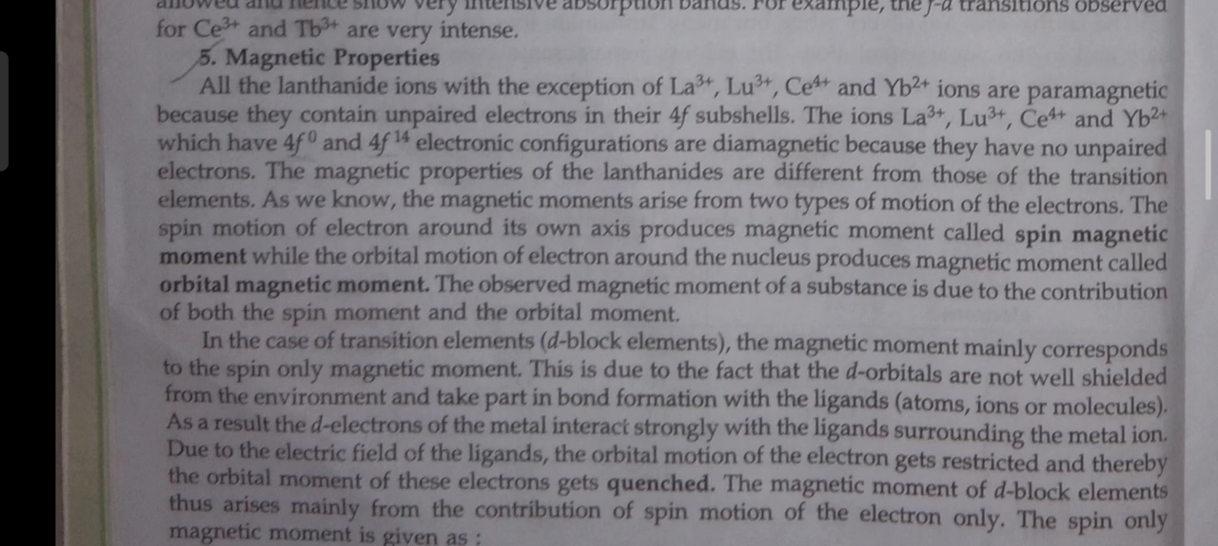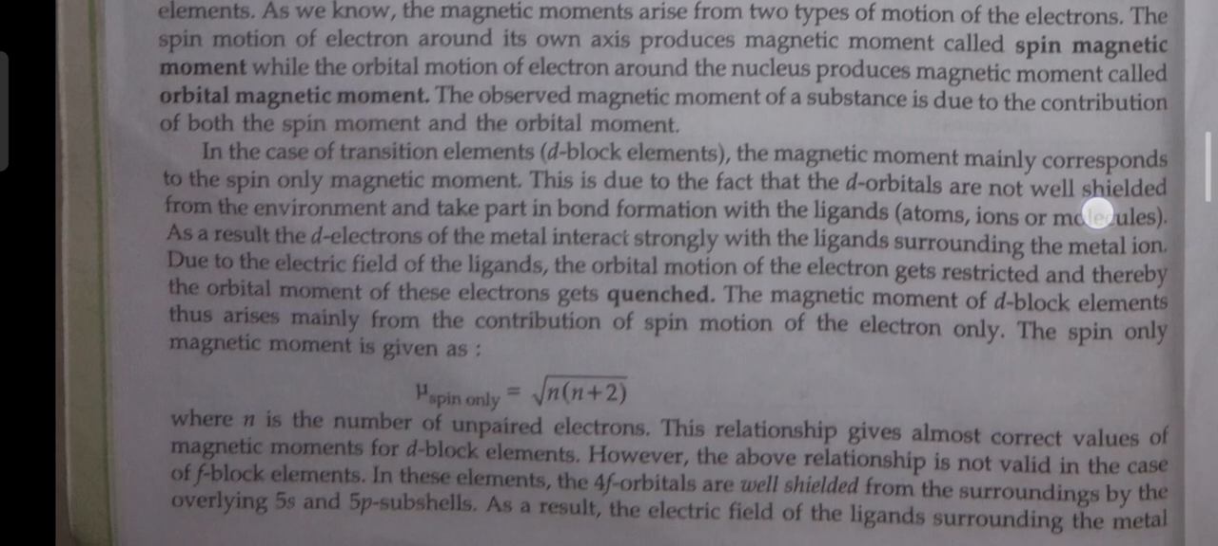As we know, the magnetic moment arises from two types of motion of electrons. The spin of an electron around its own axis produces a magnetic moment called the spin magnetic moment, while the orbital motion of the electron around the nucleus produces a magnetic moment called the orbital magnetic moment. The observed magnetic moment of a substance is due to the contribution of both the spin moment and the orbital moment.